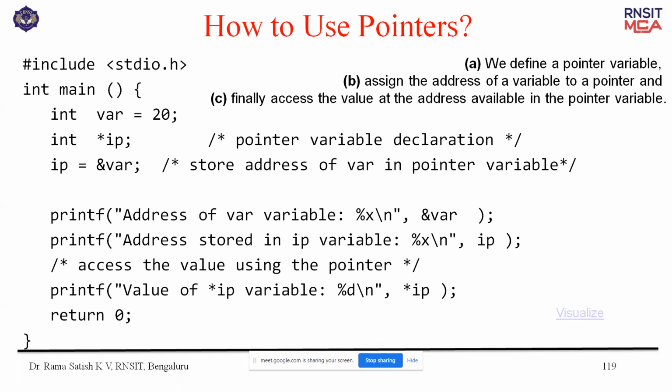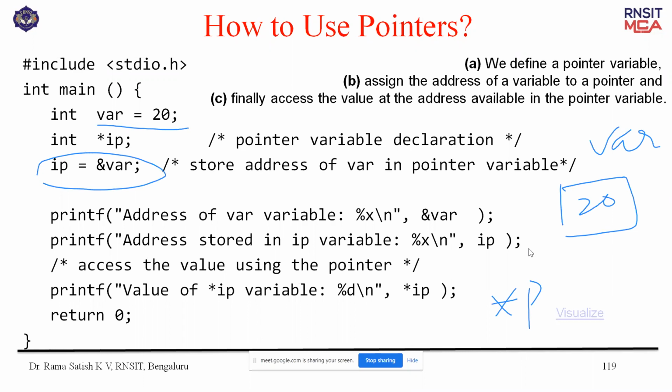In this example, we have a variable var that is 20, and this gets a memory address and stores the value. Now the pointer star p is a pointer which is not getting memory allocation. What you are doing in this statement is assigning the address of variable var to pointer p. So this pointer is pointing to this particular variable.